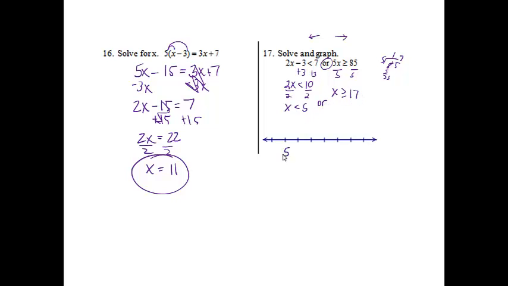So we're going to put 5 on our number line. We'll put 17 on the number line. I'll put a number just in between for good measure, like 10 maybe. So less than 5 means there's an open circle at 5 pointing to the left, and then greater than or equal to 17 means there's a closed circle at 17 pointing to the right, and that's what my answer should look like.